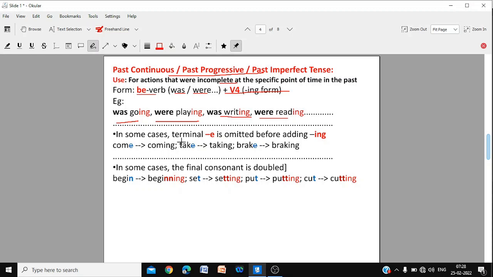In some cases, the terminal E is omitted before adding ing. Come, coming, remove the E. Take, taking, remove the terminal E. Break, breaking, remove the terminal E. And in some cases, the final consonant is doubled. Beginning, double N. Setting, double T. Putting, double T. Cutting, double T.